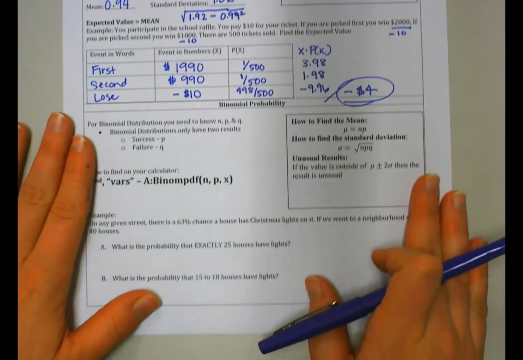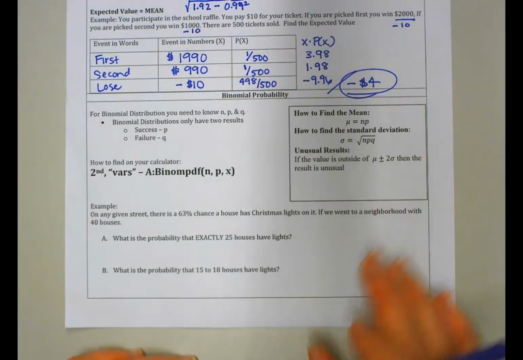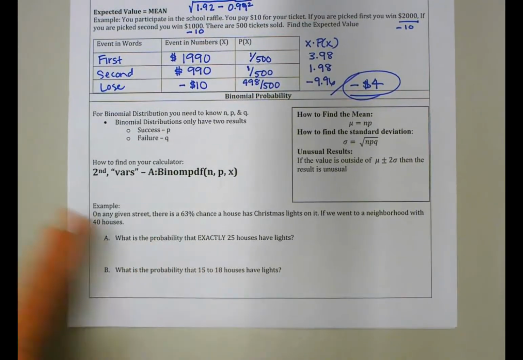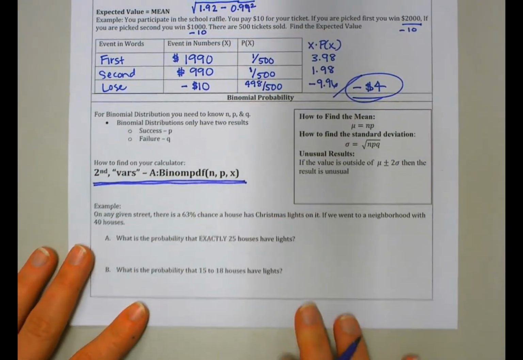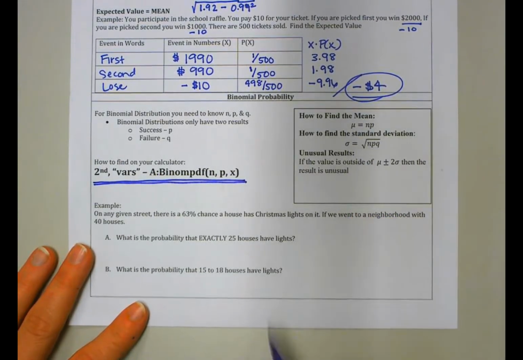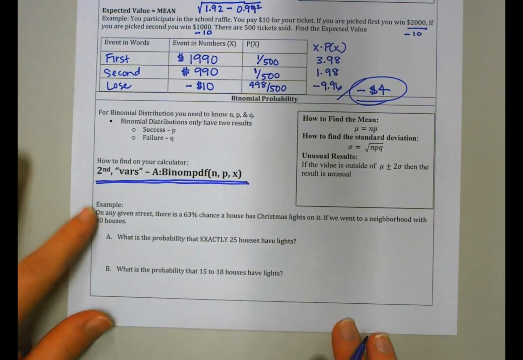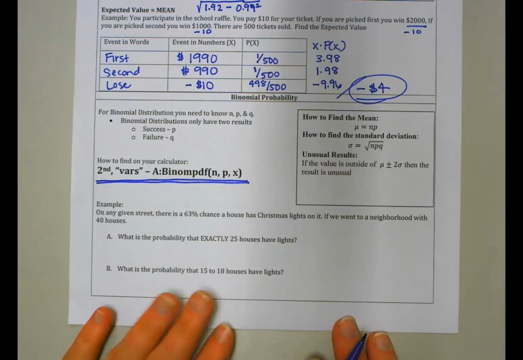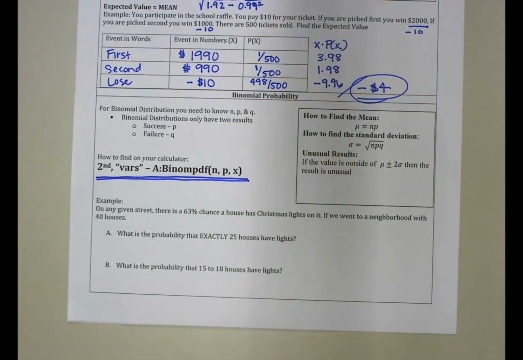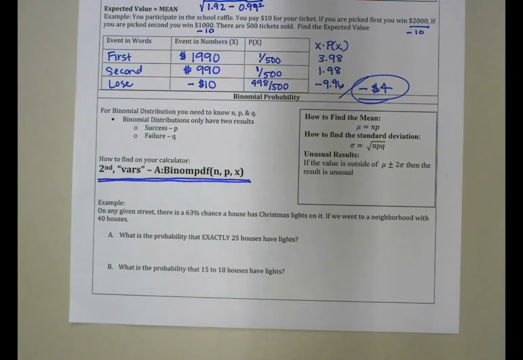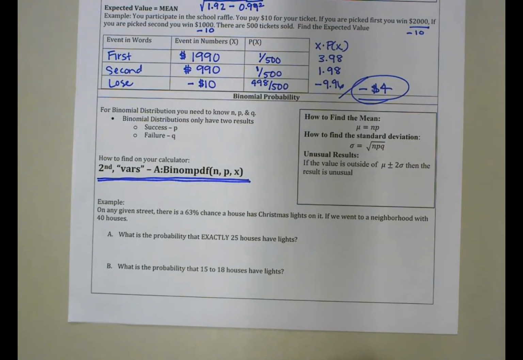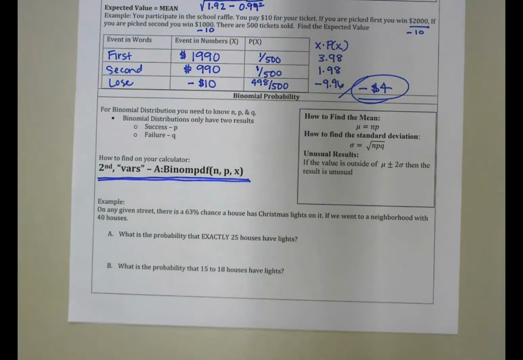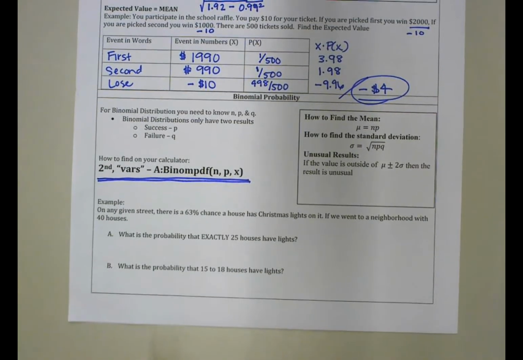All right, so then for our binomial probability, there are only two outcomes, either success or failure. So you did it or you didn't do it. So this is how we calculated our binomial probabilities. And then again, to find our mean and standard deviation looked a little different from this one. We just multiplied n times p together, and the square root of n times p times q. So if we look at some examples, on any given street, there's a 63% chance a house has Christmas lights on it. If we went to a neighborhood with 40 houses, what's the probability that exactly 25 have lights?